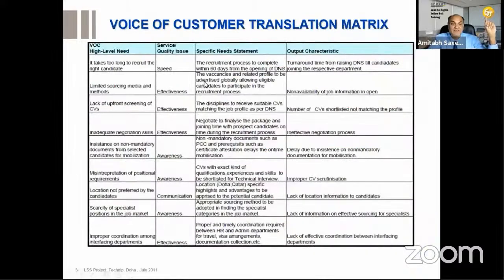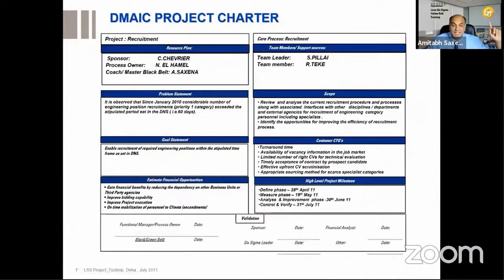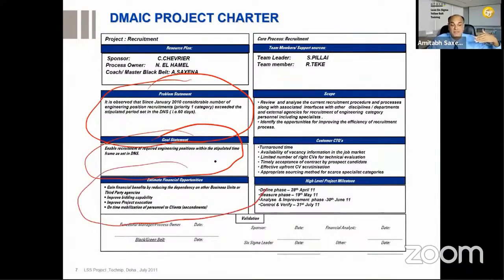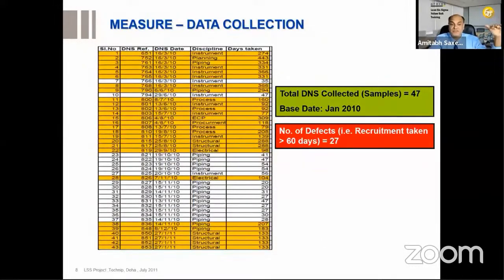And then I make a project charter with a nice problem statement and a goal statement. Today, recruitment cycle time is more than 60 days. I would like to reduce it to less than 60 days. If I do, there are some benefits to the organization. Define phase completed. Go to the measure phase.